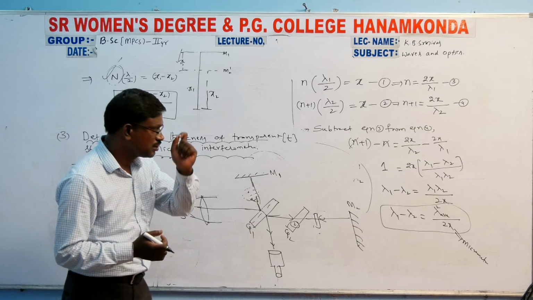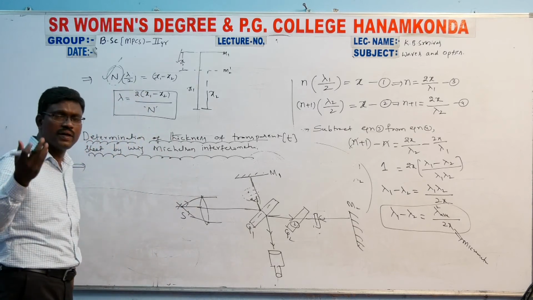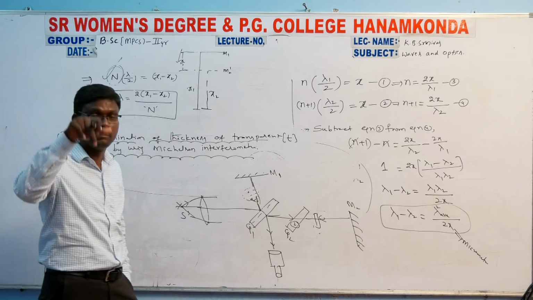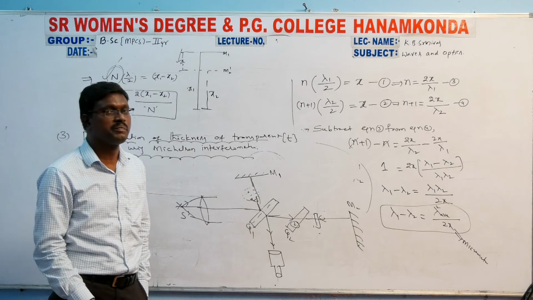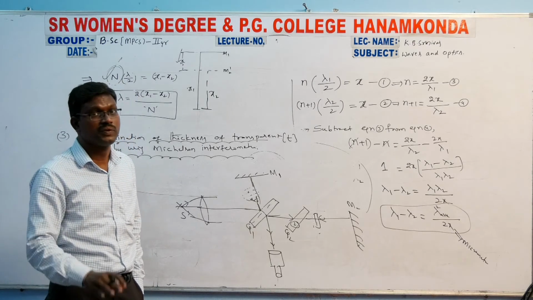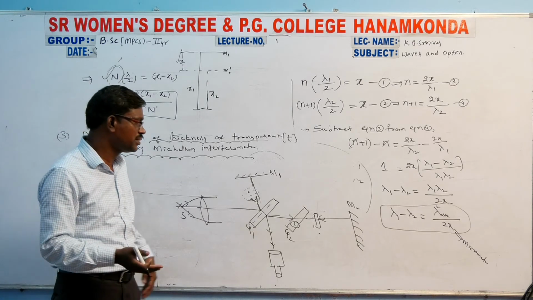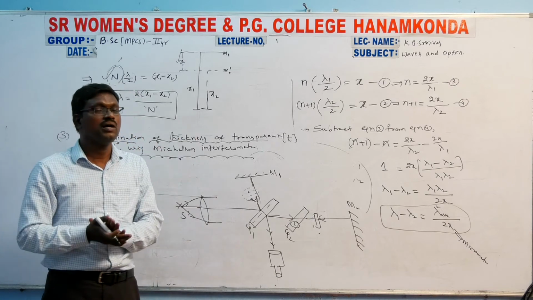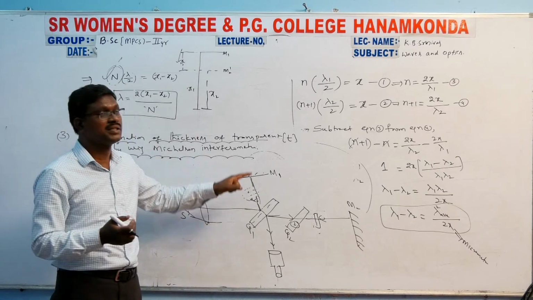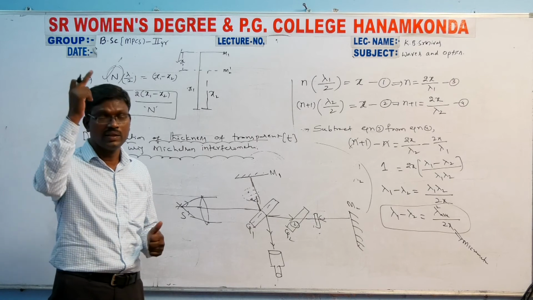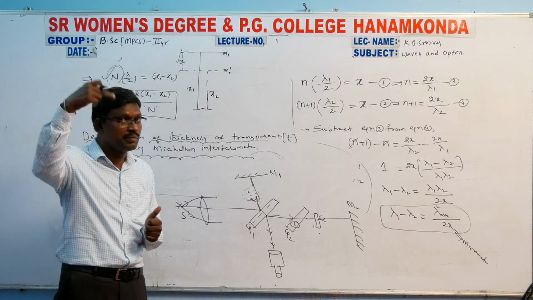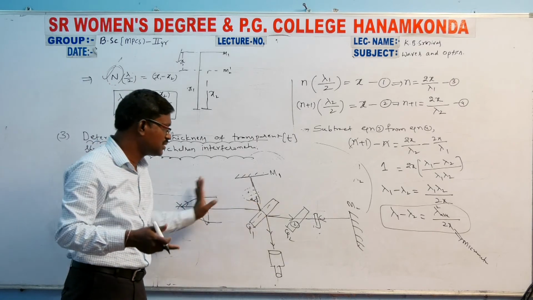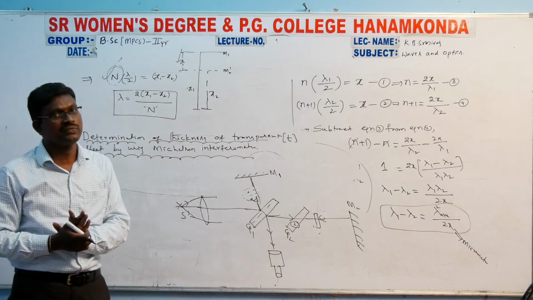Is that clear? Remember, we already discussed this during the Fresnel's biprism experiment, in the first part of interference. After the Fresnel's biprism experiment, we discussed how to calculate the thickness of a transparent sheet by using Fresnel's biprism. That is about Fresnel's biprism, but this is about the Michelson interferometer.